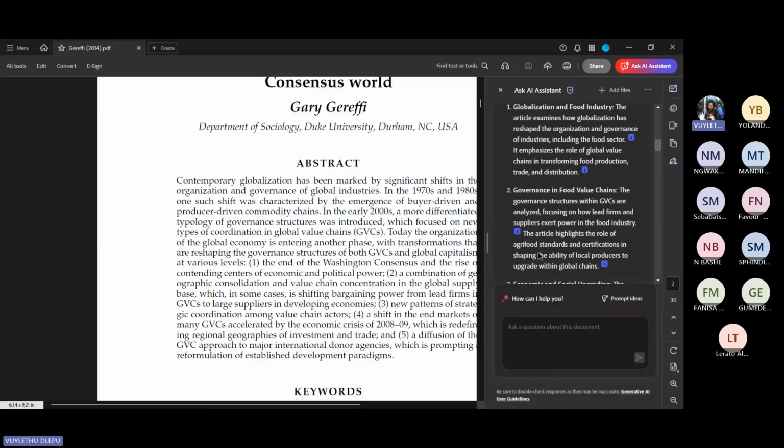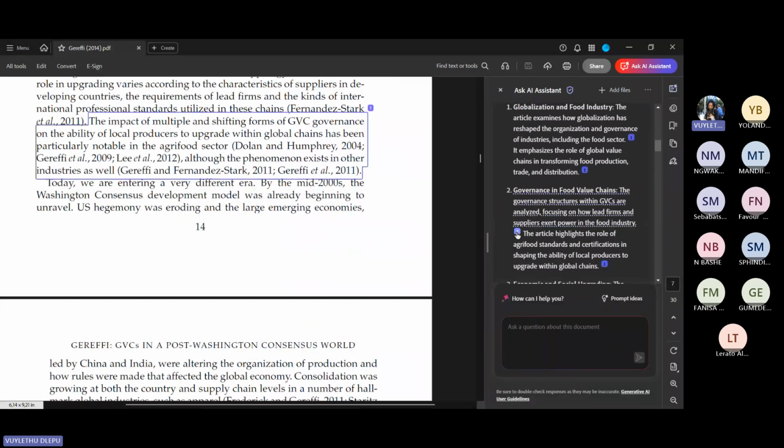So here, this section, let me see where this section is. This is on page 14. This also opens a door, which is a challenge, because it talks about how lead firms and suppliers exert powers in the food industry, and these cripple the development of the global south. This is where we're using our logic and our critical thinking skills to say that this is also one of the challenges for the global south, because these firms are exerting power, and what are the consequences when they exert powers? You can list those.